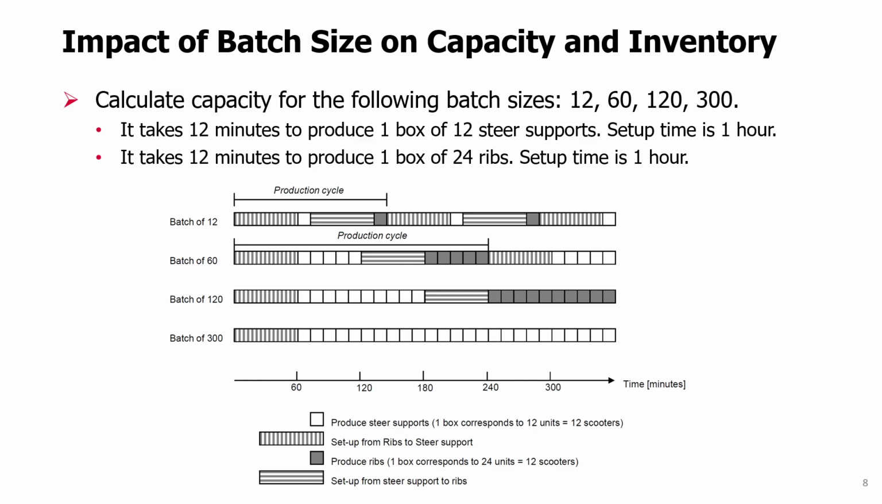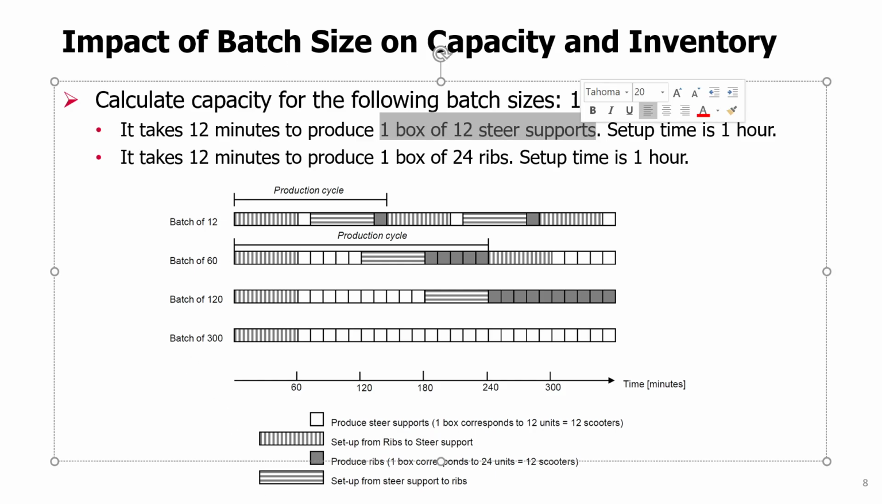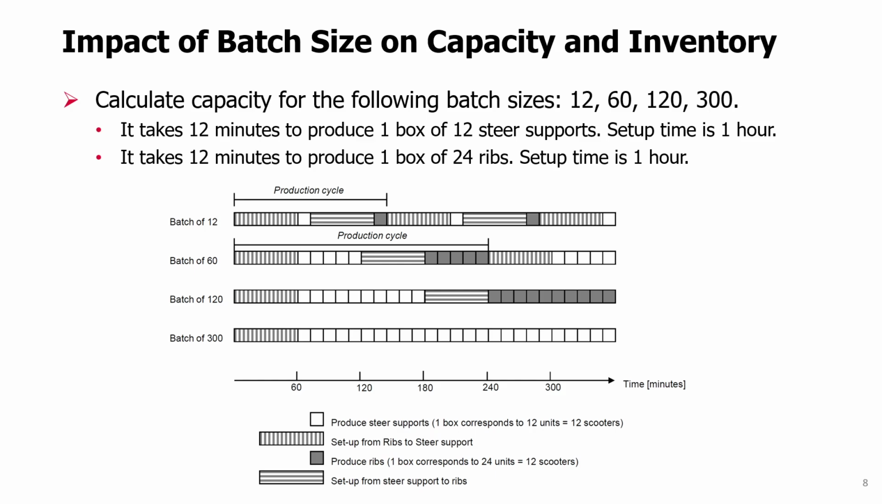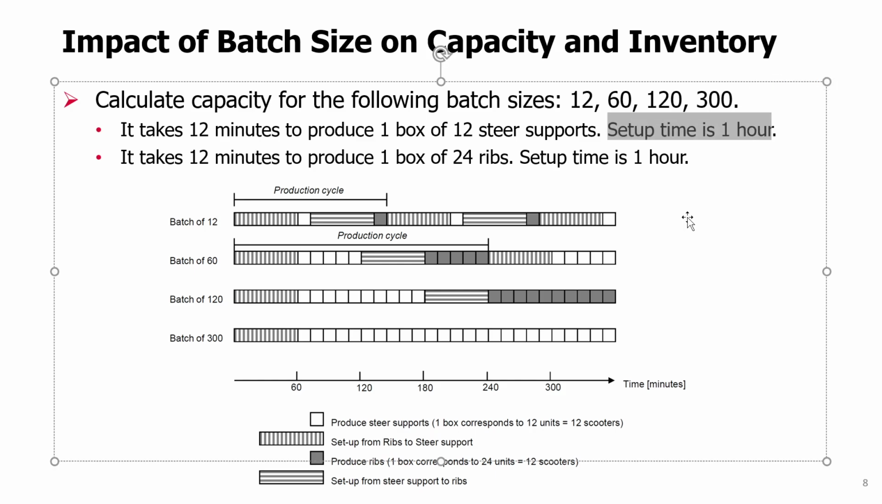Now, we know this is the data. It takes 12 minutes to produce one box of 12 steer supports, which are enough for 12 scooters. The setup time before this production run is started, for whatever number of steer supports, is 1 hour. And the same for ribs: it takes 12 minutes to produce one box of 24 ribs, and the setup time is 1 hour. So there is a restriction that we have these parts in boxes, and we should produce things in multiples of boxes if possible.